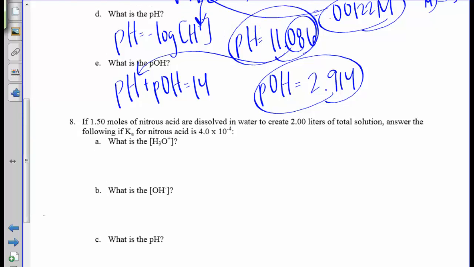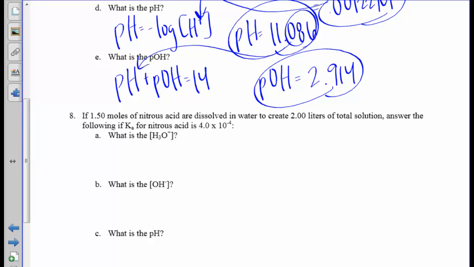And then lastly, number 8, we have 1.5 moles of nitrous acid dissolved in water to create 2 liters of total solution. And we're given the Ka for nitrous acid. Again, when we're given a Ka or Kb, that automatically should indicate that we're working with something that's weak, in this case, an acid. Identifying that it is a weak acid is important in our problem solving, so it is really essential that that's one of the first things that you do when you're going to be solving one of these problems.